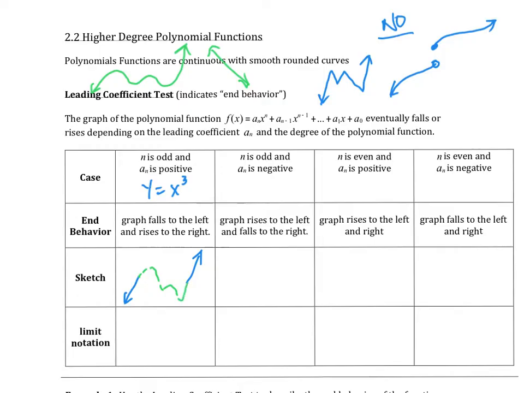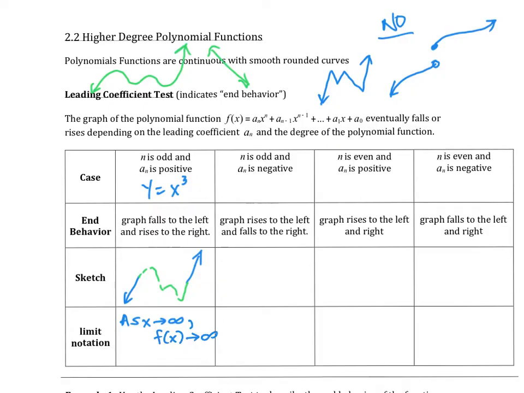Okay, how would I express this in limit notation? As x approaches positive infinity, so on the right side of the graph, or on the positive side of the x-axis, the graph is going up. The y values are going up. So as x approaches positive infinity, f of x, or y, is approaching positive infinity as well. What's that saying? The right side of the graph is going up.